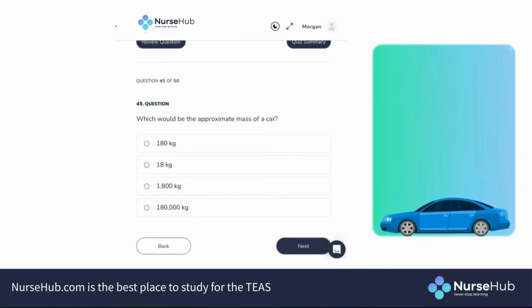So it's good to have just a relative idea of the scale of various objects. The average mass of a human is around 60 kilograms. The average mass of a car is around 1,800. The average mass of a laptop is about 2.5 kilograms. Having those in your mind can help you estimate correct and incorrect answers for questions like question 45. We can go ahead and select answer choice 3. That is our correct answer, and we can move on.